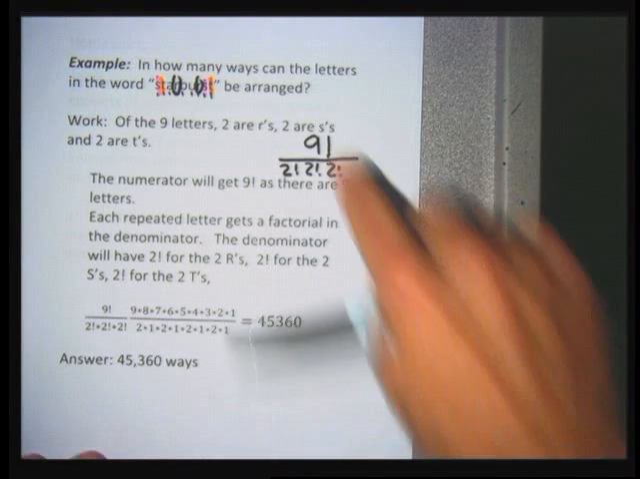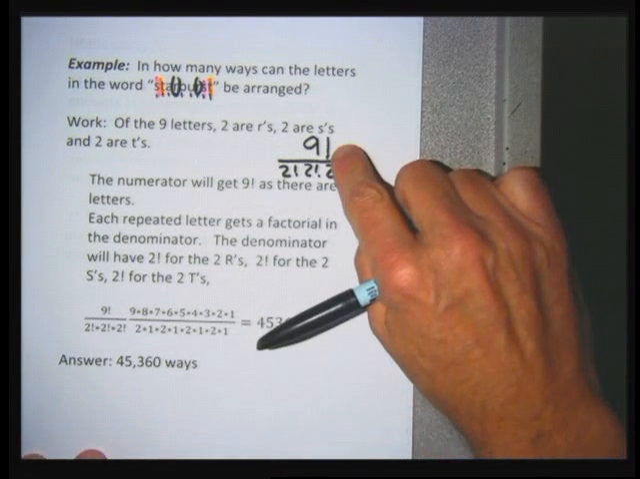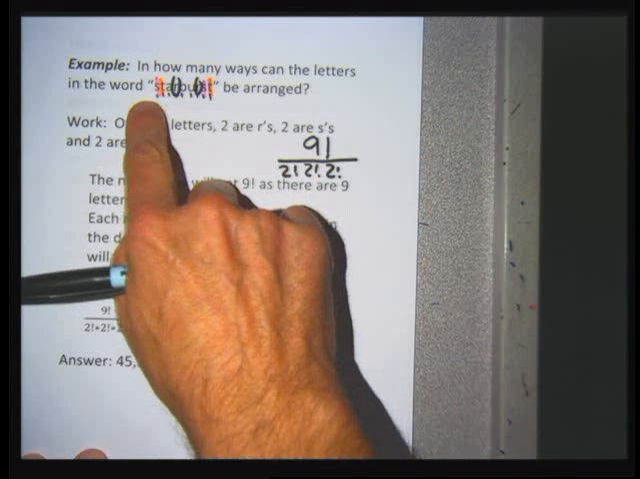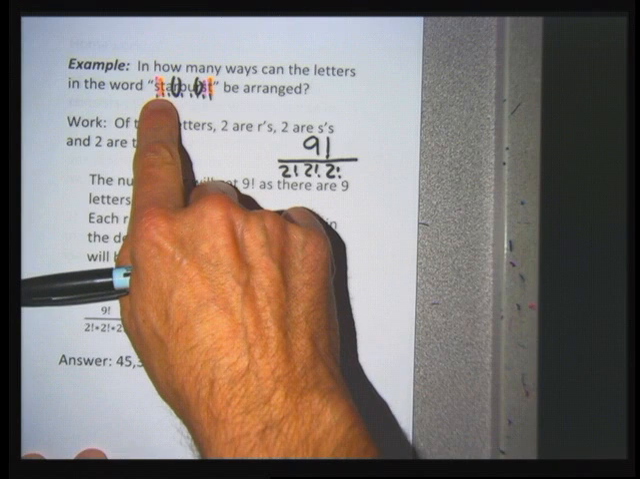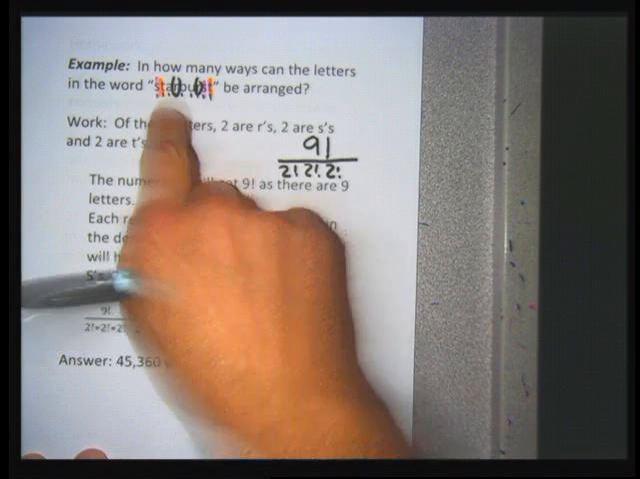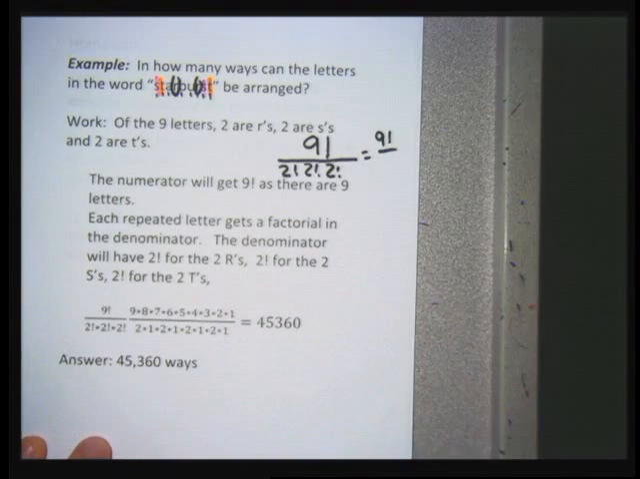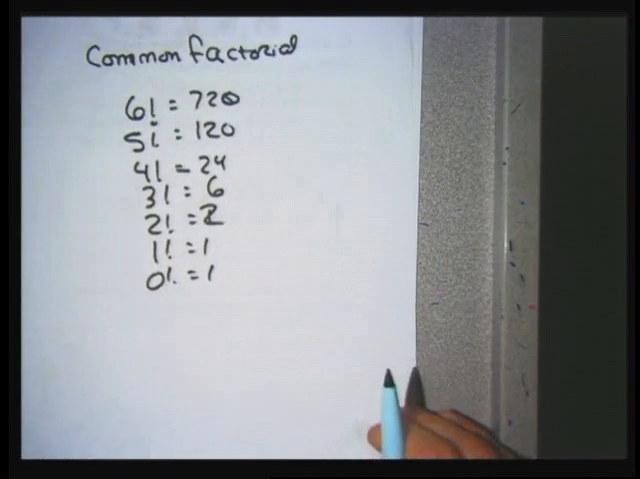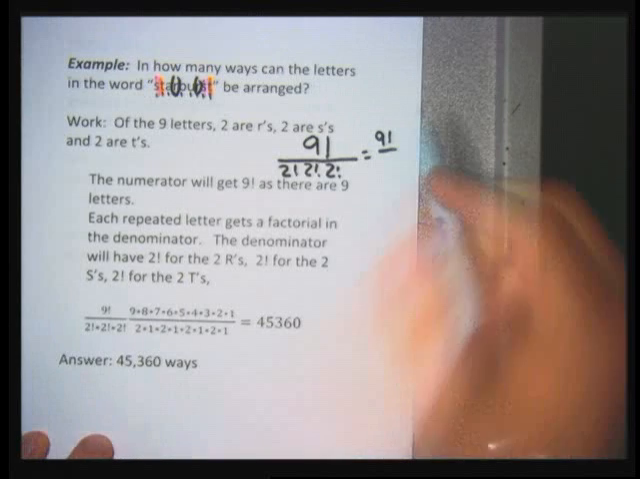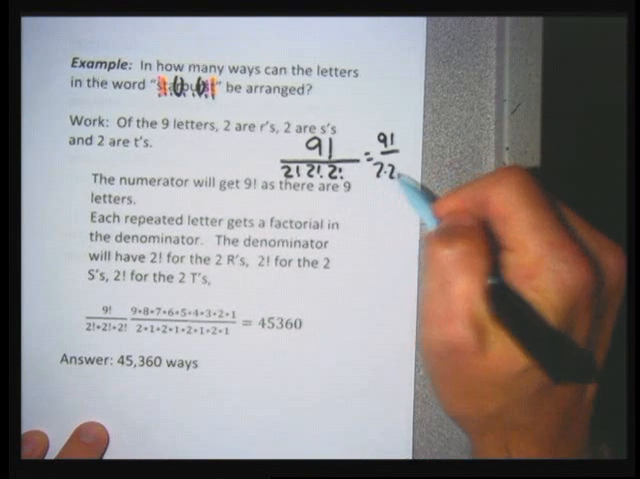9 factorial goes in the numerator for the 9 letters that are in the problem. I get a 2 factorial for the 2 S's, a 2 factorial for the 2 T's, and a 2 factorial for the 2 R's. So this is going to be 9 factorial, and then 2 factorial is equal to 2, so it's divided by 2 times 2 times 2.